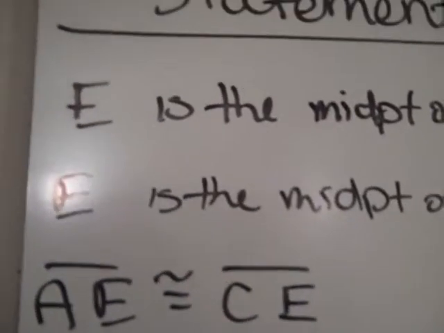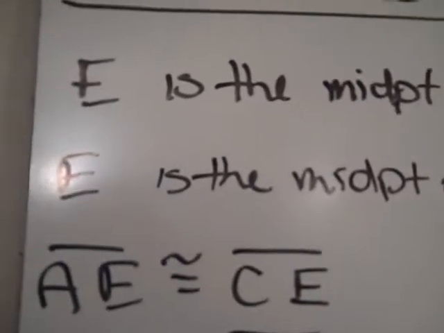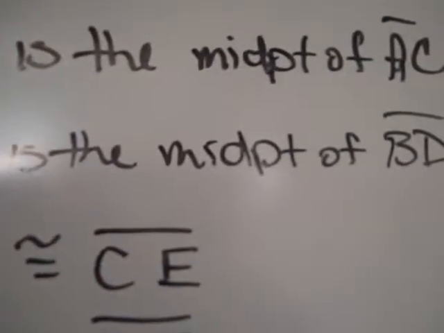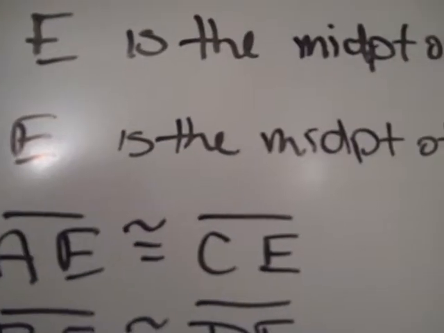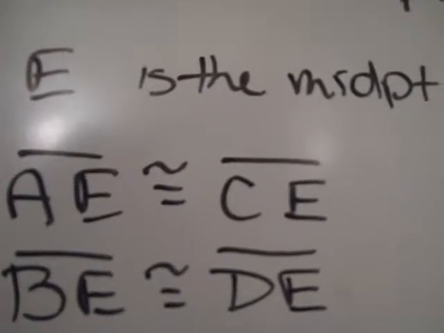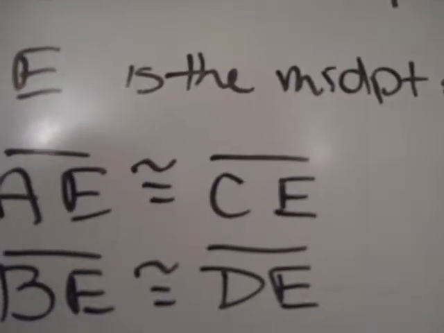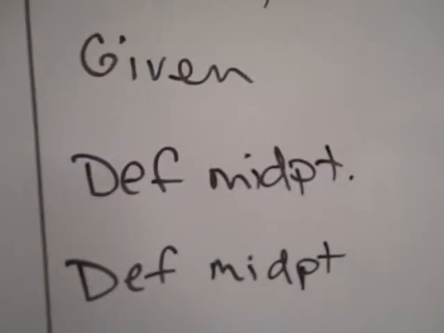Now, being that your second given was that E was the midpoint of BD, that means the same thing that E did to AC is what E did to BD also. So that means that it has to start at B and go to E. That's one line segment. And then it starts at E and goes on to D. That's your second line segment. And those two line segments are also congruent by the definition of a midpoint.